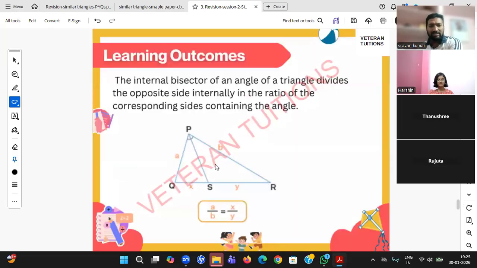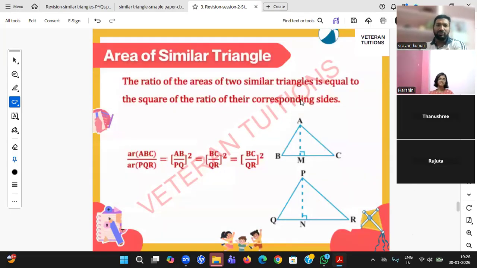Okay, so the last concept. This is the concept I thought to give. There are some MCQ questions, there are no 2-mark questions also, only MCQ questions you will be seeing. Area of similar triangles. Students, up to here we have learned ABC is similar to PQR. Now, what about their areas?